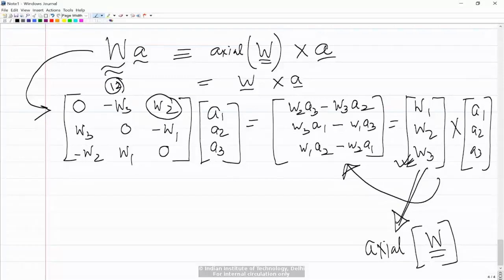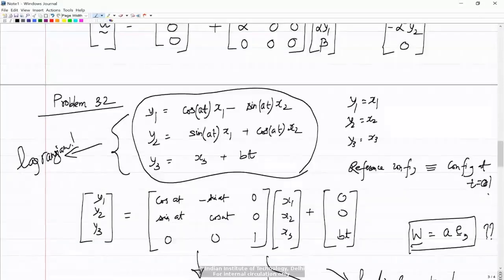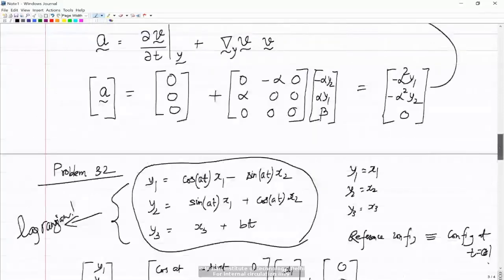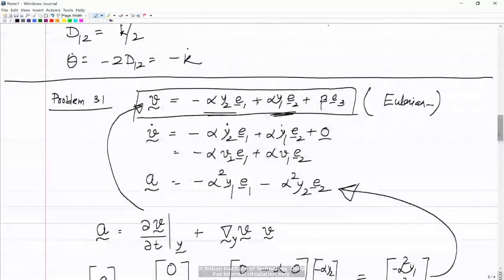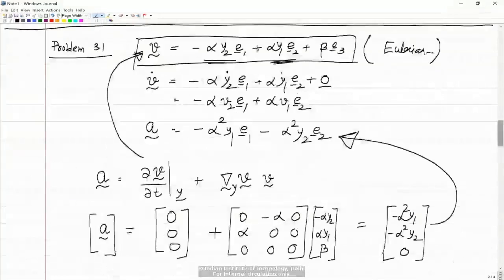Okay, any other question? Sir, in problem 3.1, the previous problem, we have taken the Eulerian form as given, and to find the acceleration we have taken the derivative with respect to t directly. Are we allowed to do that? Normally, in Lagrangian form, we directly take the derivative with respect to t keeping x fixed. Exactly. Here also, although it's an Eulerian form, when you are taking the time derivative, we are doing it keeping x fixed.